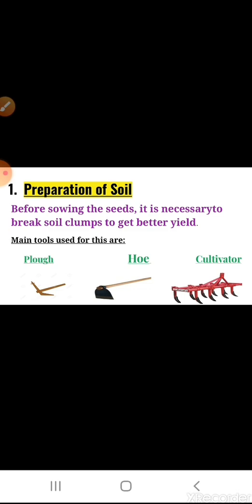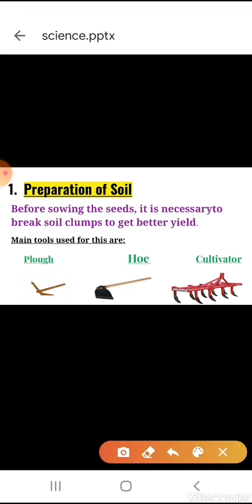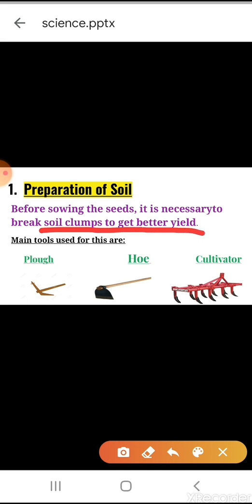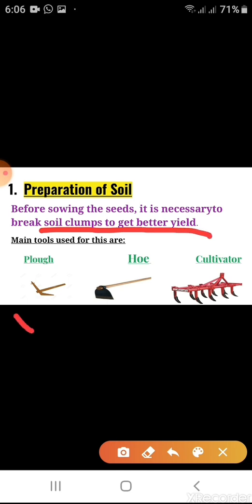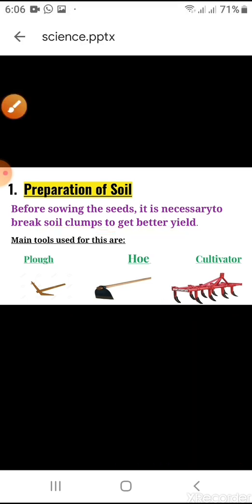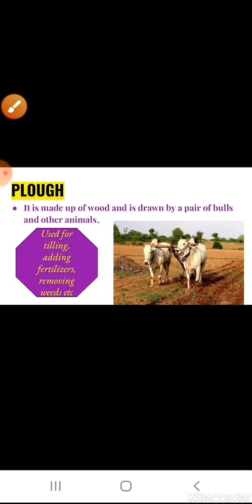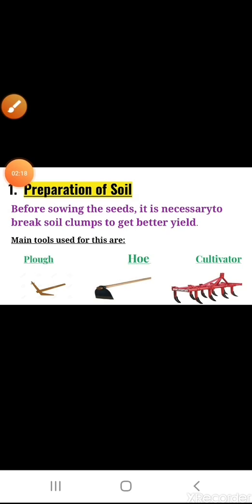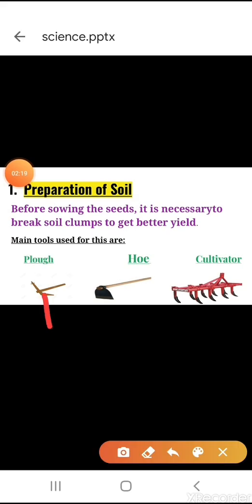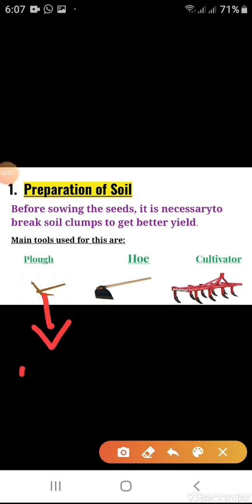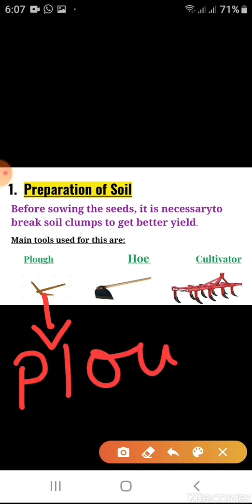Preparation of soil. The process of loosening and turning of the soil is called tilling or plowing. The preparation of soil is the first step before growing a crop. One of the most important tasks in agriculture is to turn the soil and loosen it. This allows the roots to penetrate deep into the soil. The loose soil allows the roots to breathe easily even when they go deep into the soil.